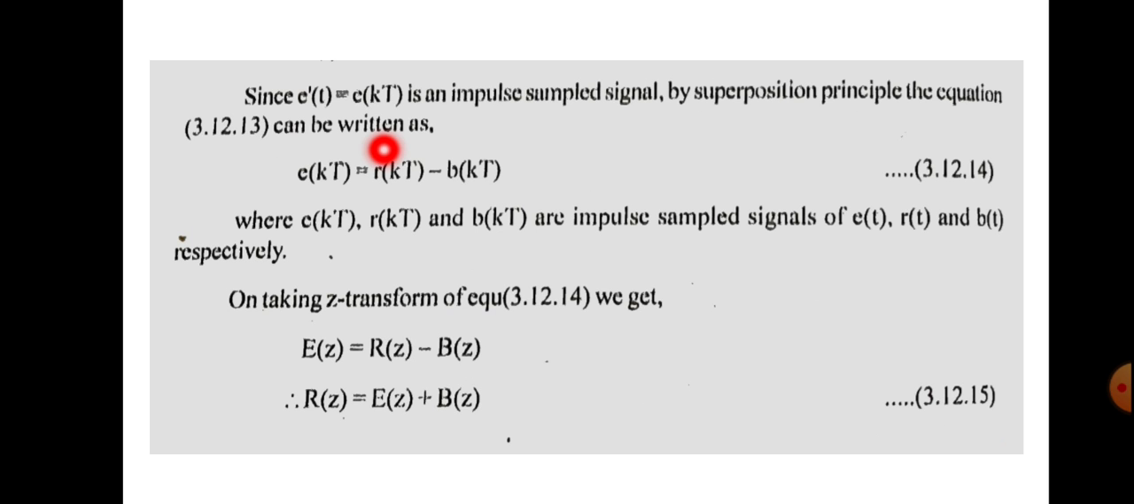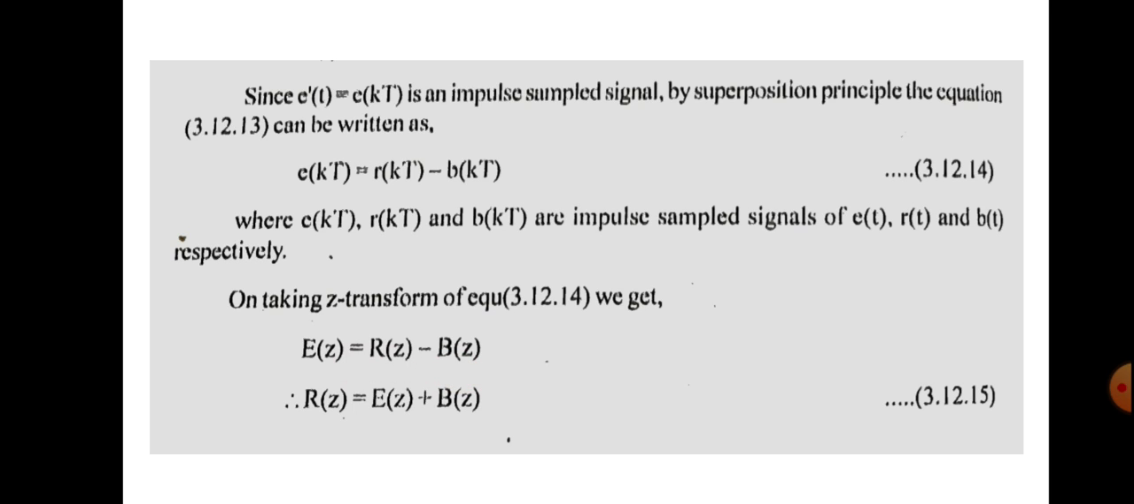So you will get E of kt equal to R of kt minus B of kt. Here E of kt, R of kt and B of kt are impulse sampled signals of E of t, R of t and B of t. When you are taking Z transform of this one, you will get E of Z is equal to R of Z minus B of Z. Now you have the equation for R of Z and B of Z separately.